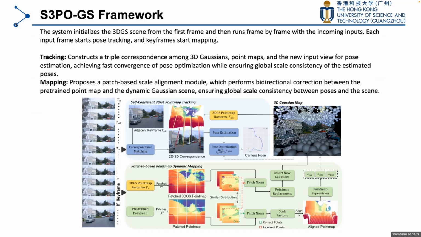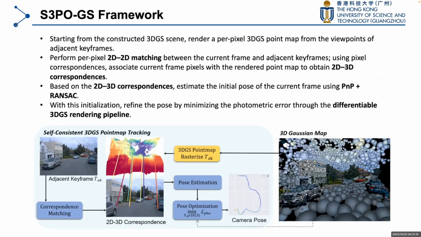For mapping, we design a patch-based scale alignment module. It performs bidirectional correction between the pre-trained point map and the evolving Gaussian scene. This ensures that both the poses and the scene are globally scale consistent. Let me give more detail.